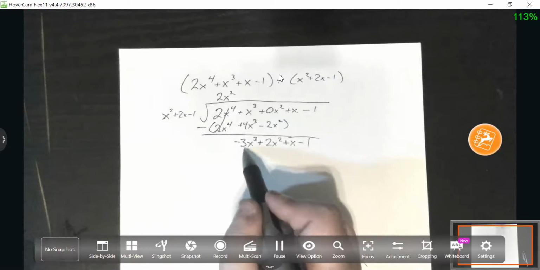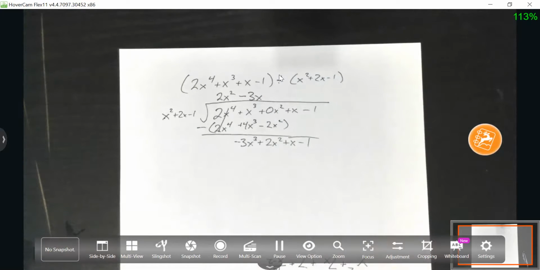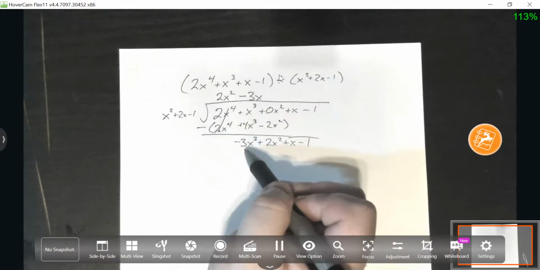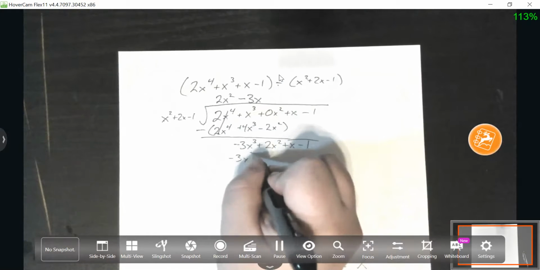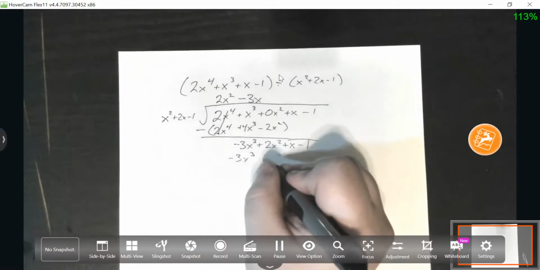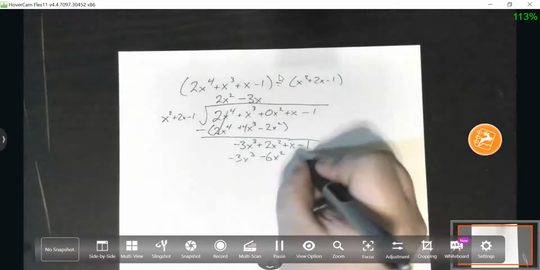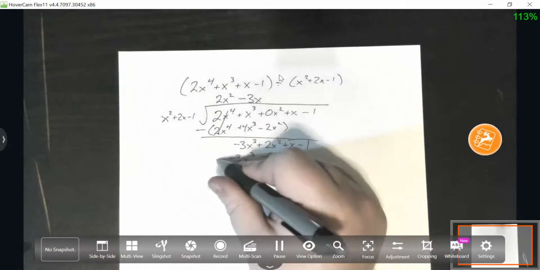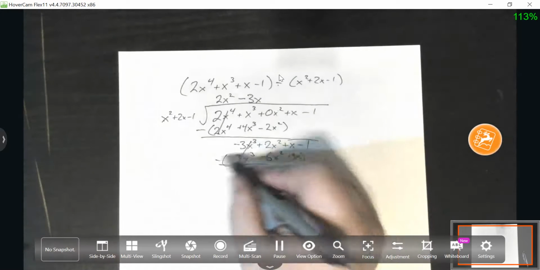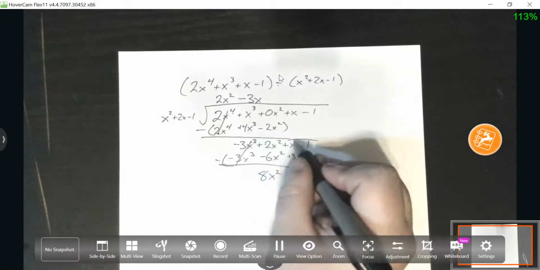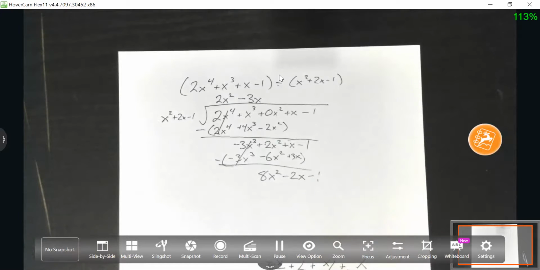Okay, x squared goes into negative 3x cubed. Yes, goes in negative 3x times. Again, I'm always multiplying by whatever would exactly match that lead term. Negative 3x times x squared is negative 3x cubed. Negative 3x times 2x is negative 6x squared. Negative 3x times negative 1 is plus 3x. Draw the line, reverse the sign, we're subtracting. These cancel. 2 plus 6 is 8x squared. 1 minus 3 is minus 2x. And we bring down our minus 1.